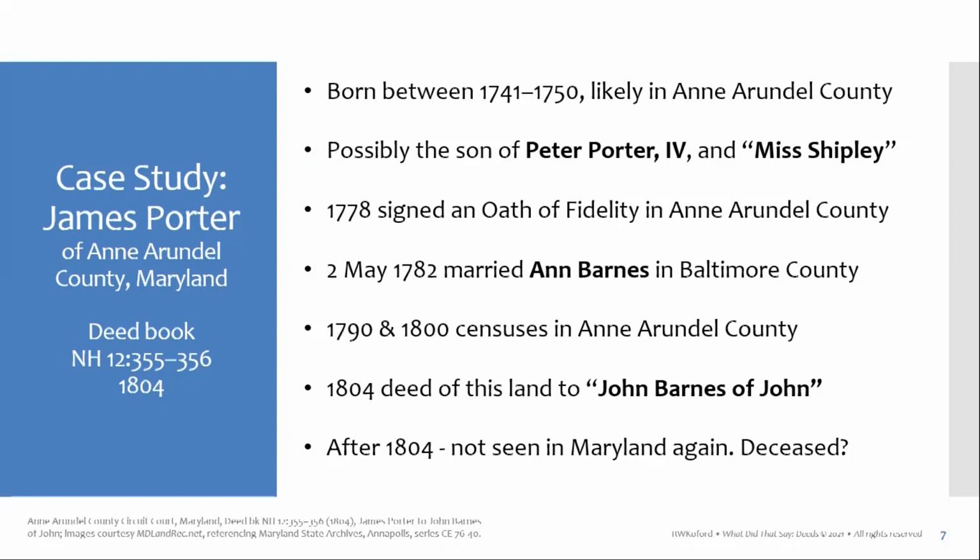I found for him an oath of fidelity signed in 1778, and I found his marriage in Baltimore County on the 2nd of May, 1782 to Anne Barnes. He was in the censuses in Anne Arundel County in 1790 and 1800. And this deed was in 1804, and he sold land to John Barnes of John. But it's the last record I can find of him in all of Maryland, so it makes it a very important record. What happened to him? Is he deceased?